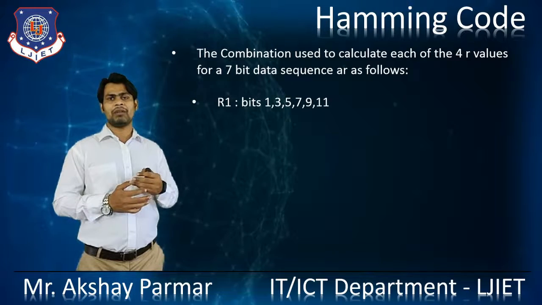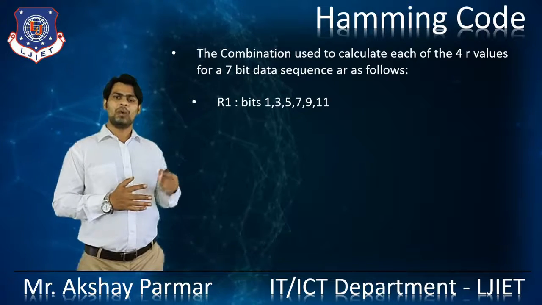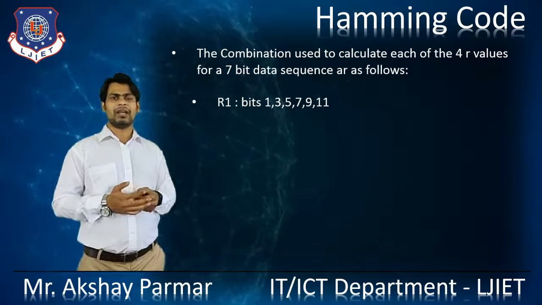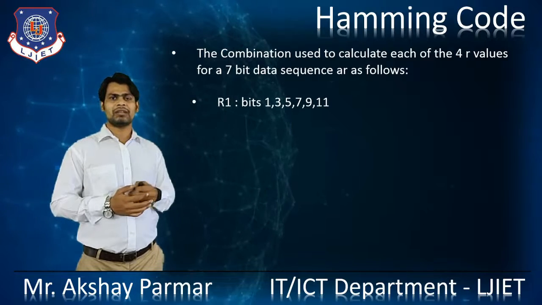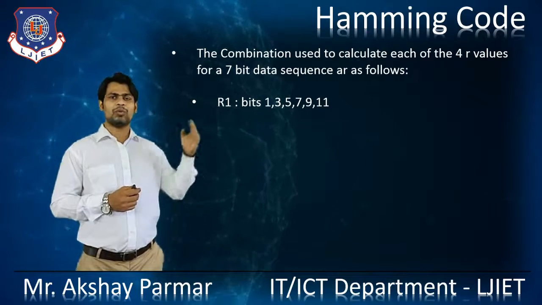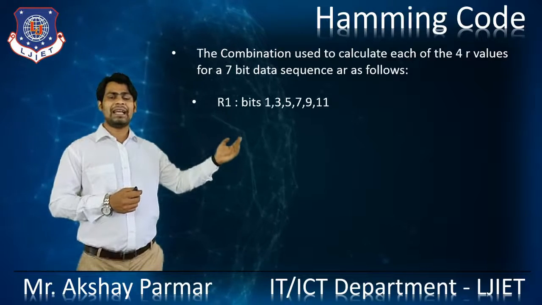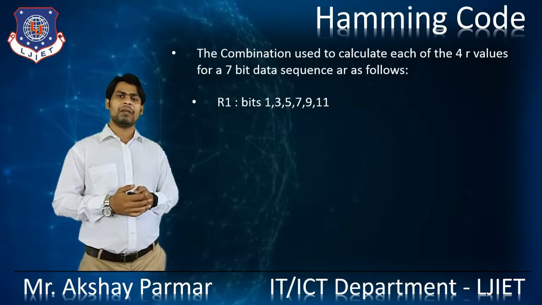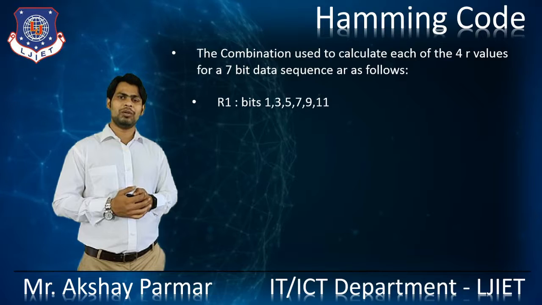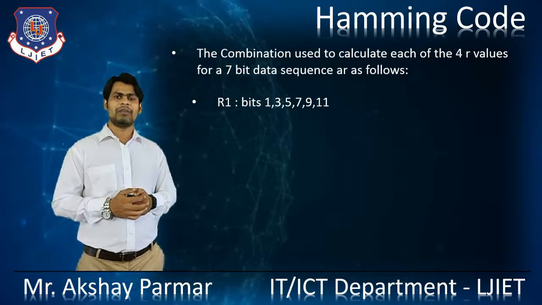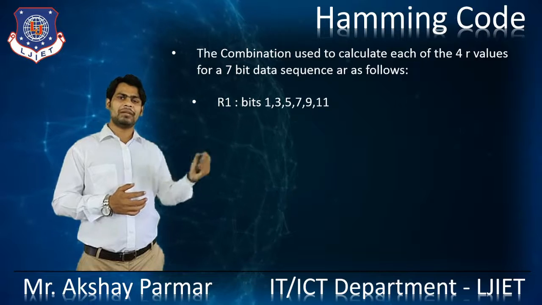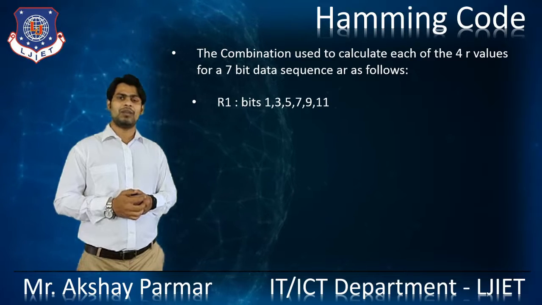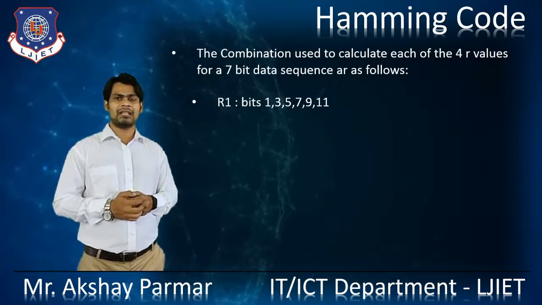The redundant bit R1 is the VRC of the bits 1, 3, 5, 7, 9 and 11, right? If we are having even parity checking, we look at the bits stored at positions 1, 3, 5, 7, 9 and 11. If there is an even number of 1s in the data bits, we put R1 as 0, and if there is an odd number of 1s, then we put R1 as 1, if we are following the even parity check in this system.